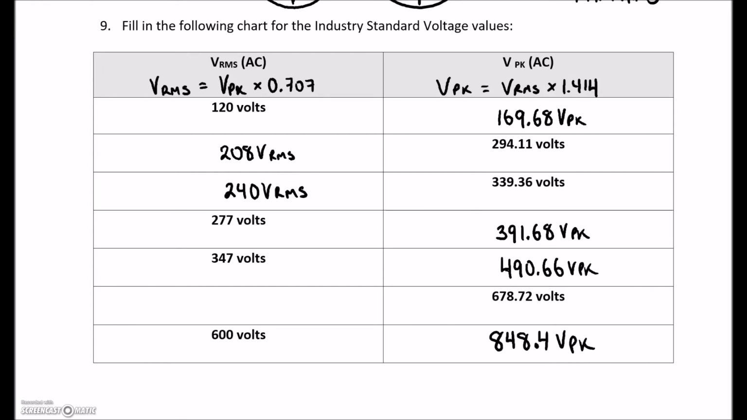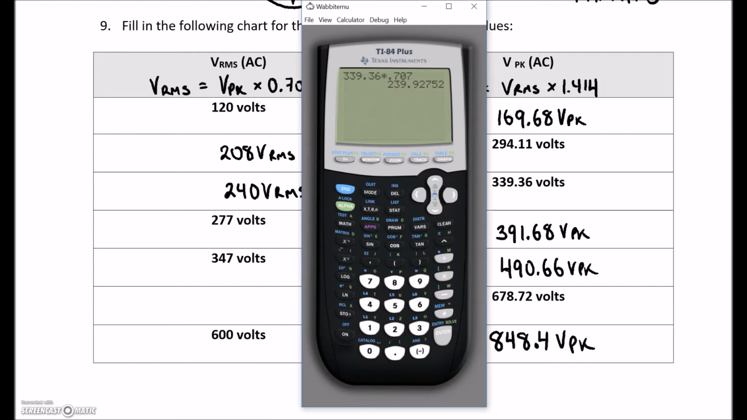Okay, so these are our standard voltages in North America: 120, 208, 240, 277, 347. The next one is most likely going to be 480, right? So let's double check with that 678.72. We're going to multiply that by 0.707, and that gives us 479.86, or you can round it up to 480.